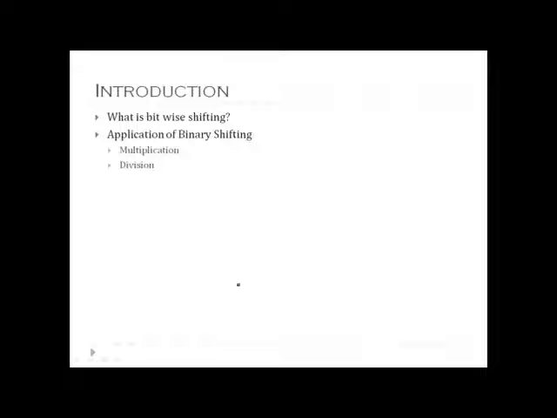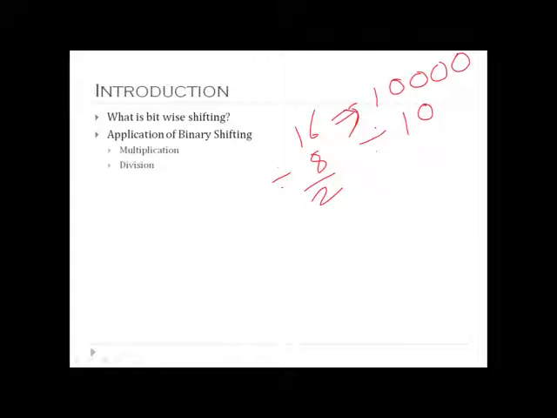Let's assume 16 divided by 8 is 2. Let's see how it is implemented in binary. So 16 can be written as 10000, divided by 8, which is 1000. Now here, 8 can be written as 2 to the power 3.